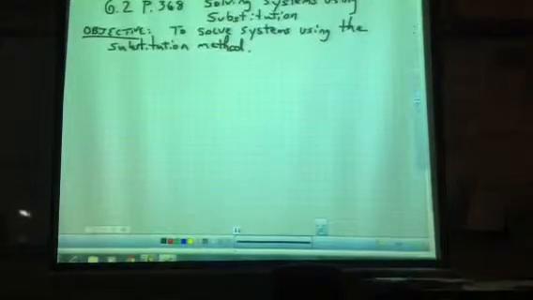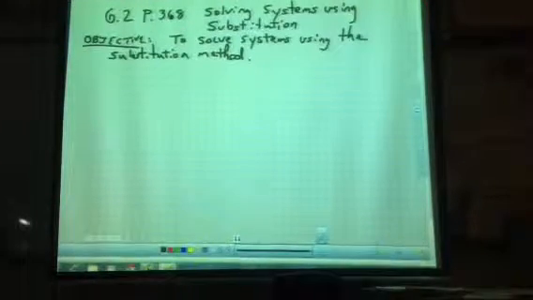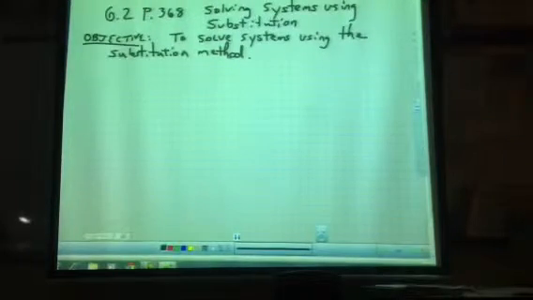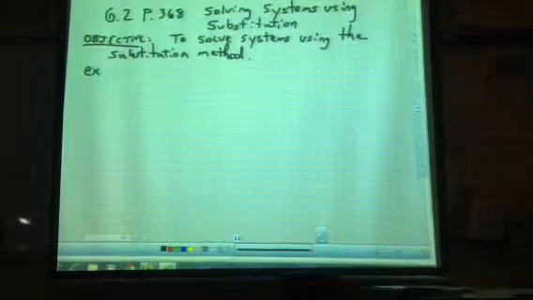Alright, today we're going to be solving systems using the substitution method, and as you can see, the objective is to solve systems using the substitution method. I'm only going to show you a couple examples, so please pay attention.